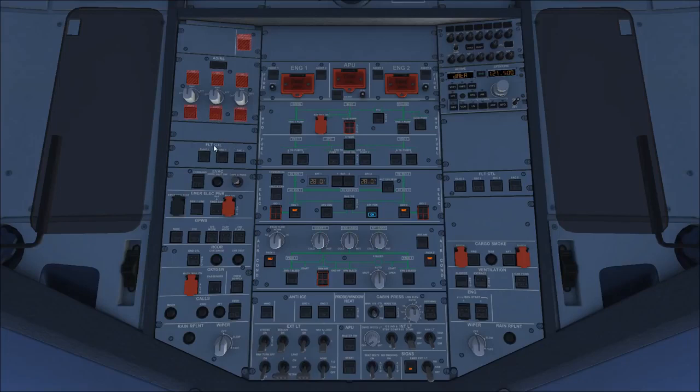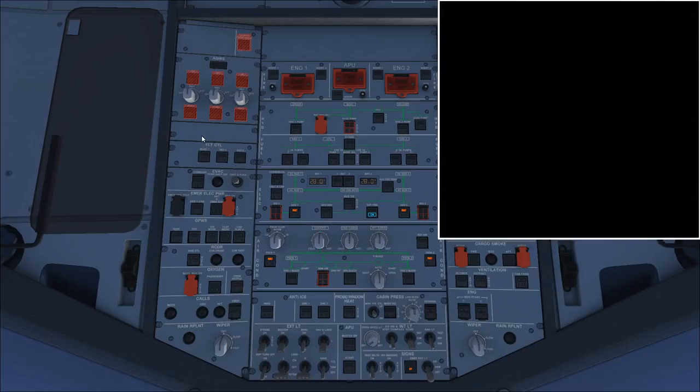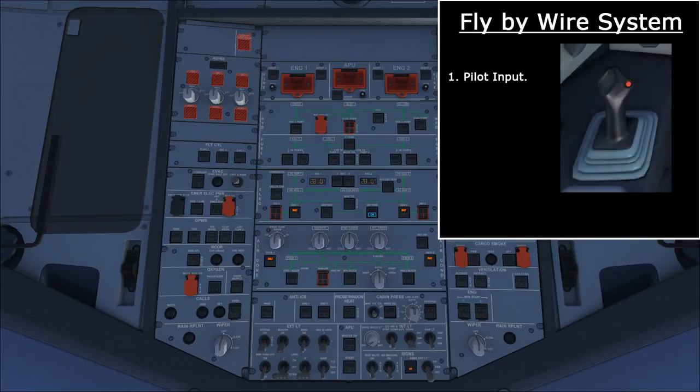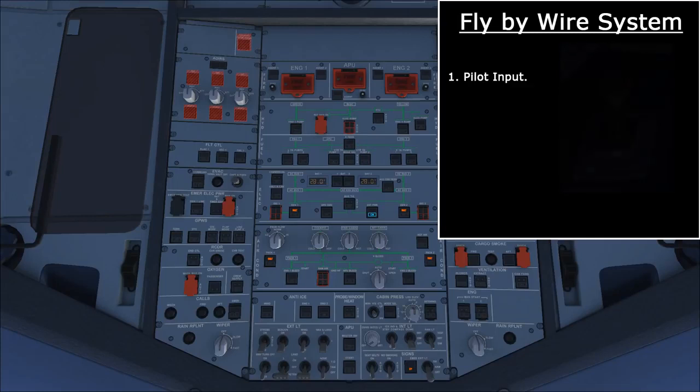The next panel you have are flight control computers. So the Airbus works using a fly-by-wire system. Very basically what that means is that the pilot has no direct control over the flight surfaces in the Airbus. What they do is they make inputs on a controller in the cockpit, which in the Aerosoft Airbus is a side stick or a joystick type controller.